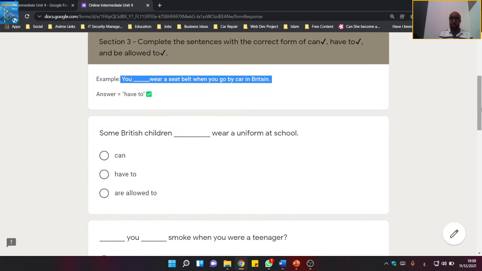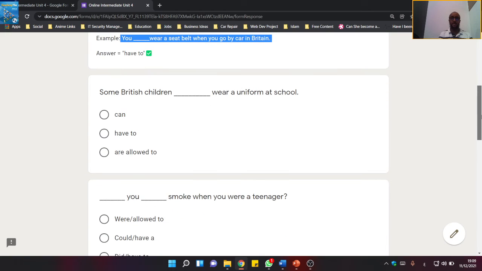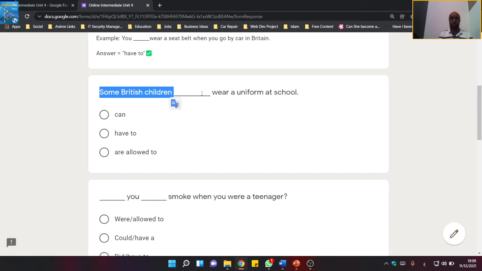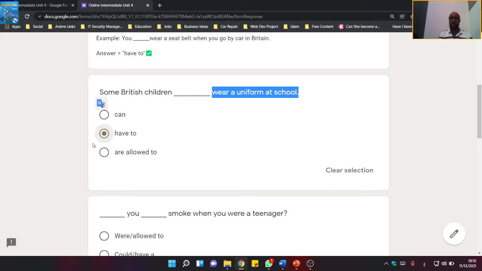Okay, so here we have 1, 2, 3, 4, 5. We have 5, so I'll help you guys with a couple. Okay, here we have some British children, blah, wear uniform at school. Okay, so what can we say? Some British people can wear uniform at school. Some British children have to wear uniform at school, or some British people are allowed to wear a uniform at school. What do you think is the best answer here? Let's think. The best answer is have to.